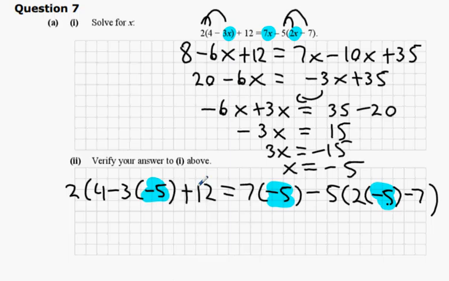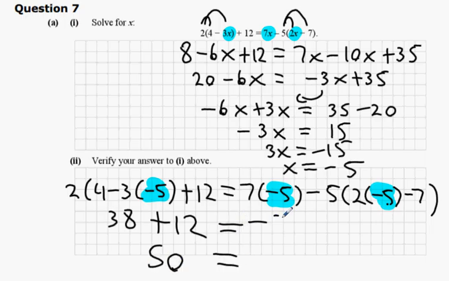Use the calculator. I'm going to get something like 38 plus 12 on this side, which gets me 50 on the left hand side. And on the right hand side, I'm going to have minus 35, that's going to be minus 17 by minus 5, which is plus 85. Minus 35 plus 85, 50. You get 50 equals 50. And that's your answer verified. It balances. Okay. Good with that?